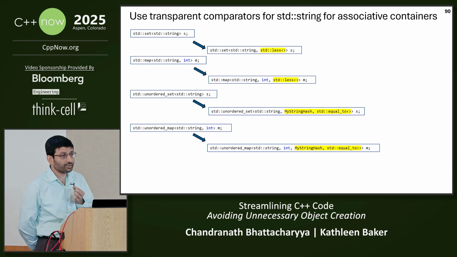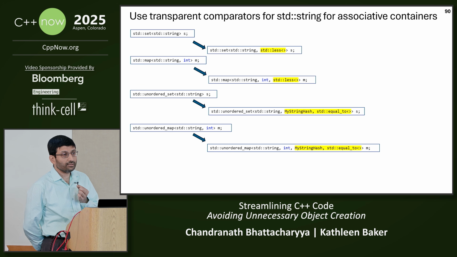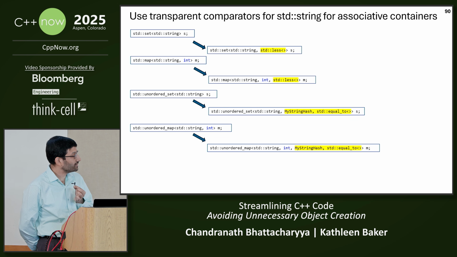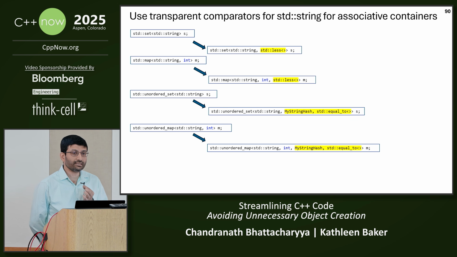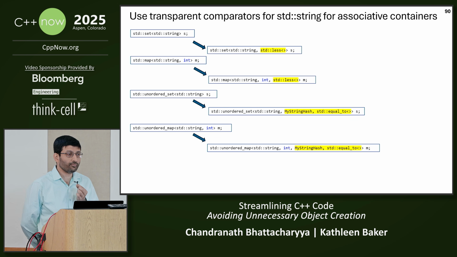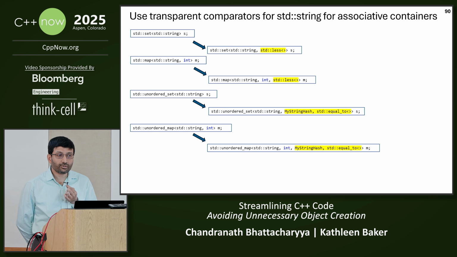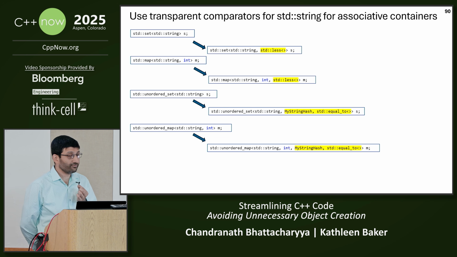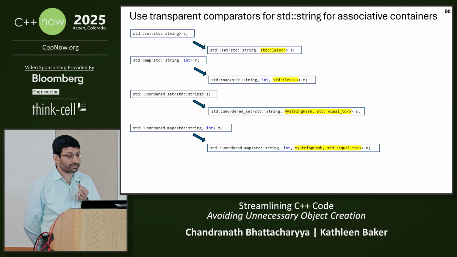Here is all the guidance together on the same page. So if you're having a set, map, unordered set, unordered map using string as the key, then consider transforming into this form. Though not mentioned here, this also applies to the multiset, multimap, and their variations, and even to the flat_map and flat_set, which were added in C++23.